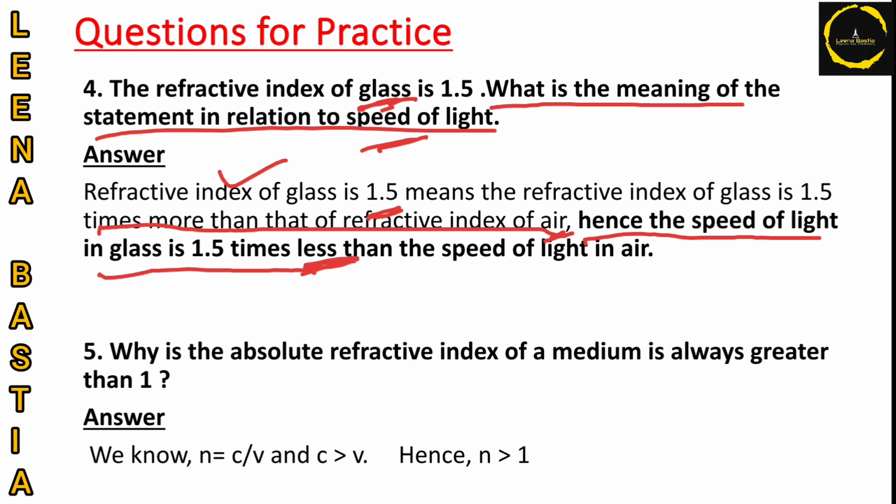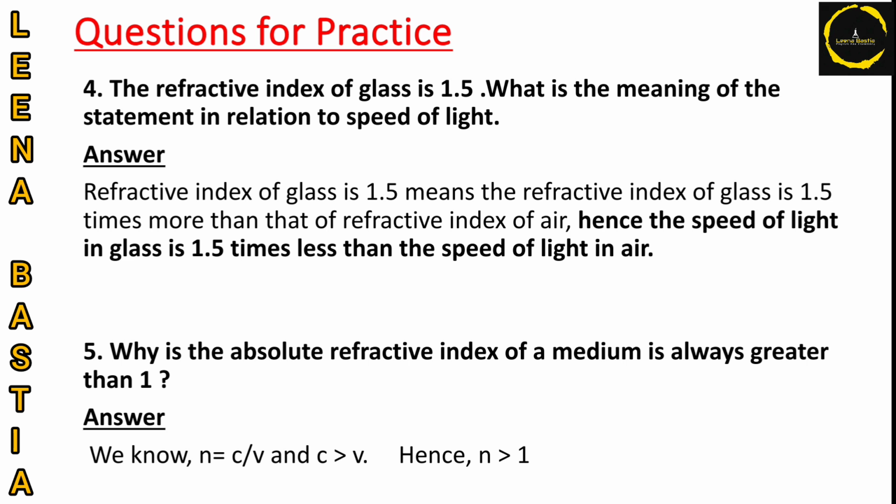I hope this is clear. Now the fifth question is, what? This is also a very important question. While explaining, I told you that this question comes: why is the absolute refractive index of a medium always greater than 1? We know that n equals c by v, and we know that c is the speed of light in air.